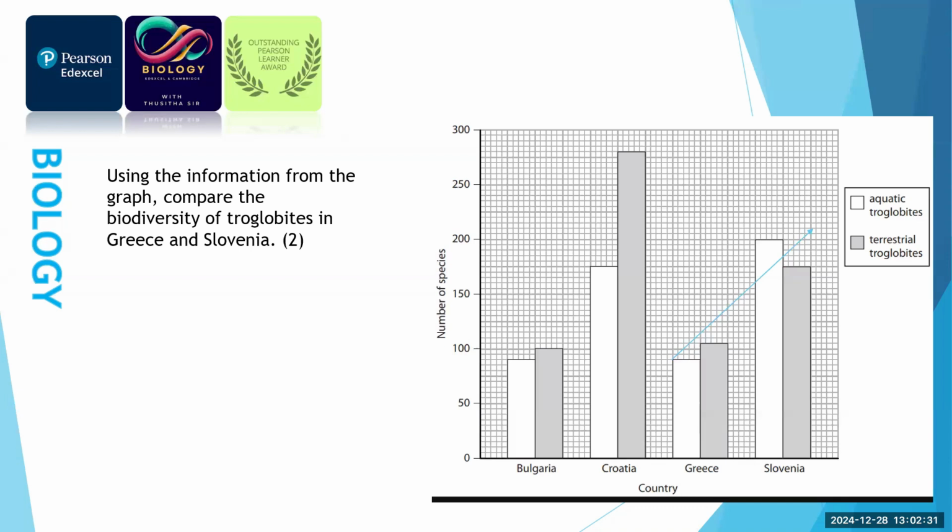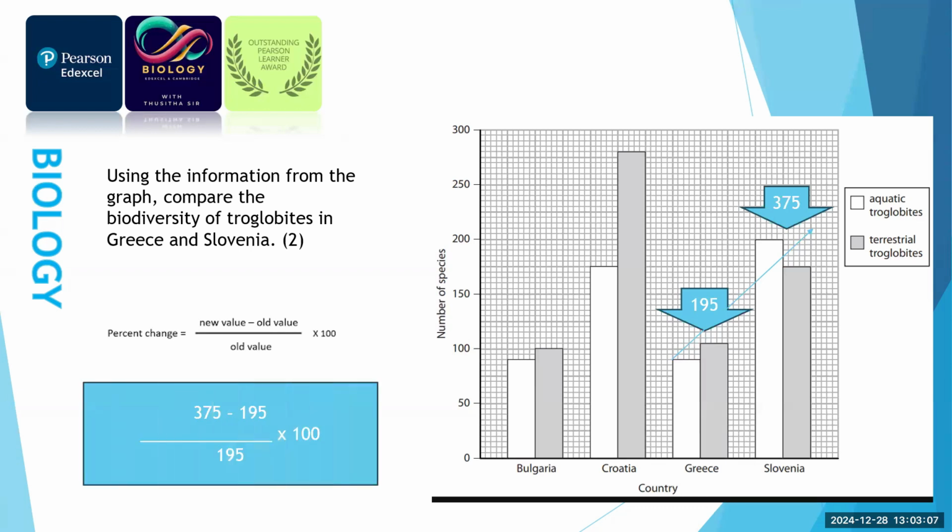Then we can say biodiversity increases as a percentage. With data manipulation, we can calculate that. Also, for 2 marks, we can say biodiversity is the number of species, and Slovenia has the highest number of species. After calculating, adding these 2 bars gives 195, and for the other country 375. The percentage increase is the difference divided by the old value, times 100. So the formula is: new value minus old value, divided by old value, times 100. As per that, it is 92%.